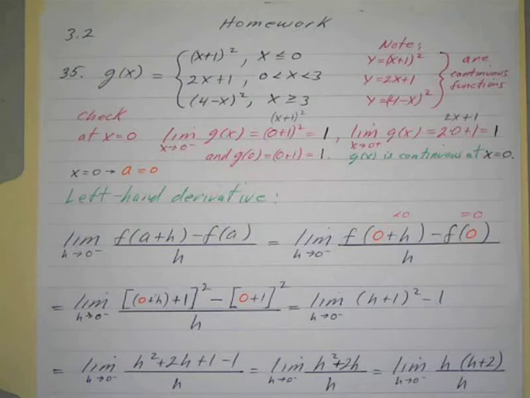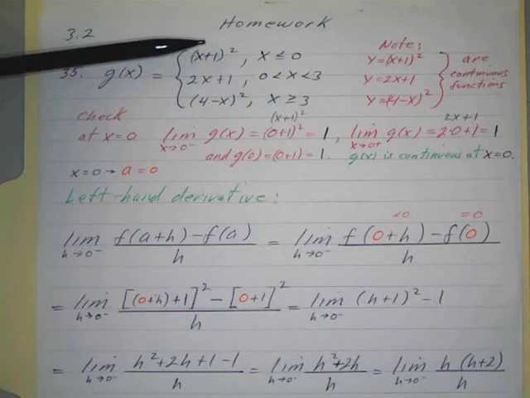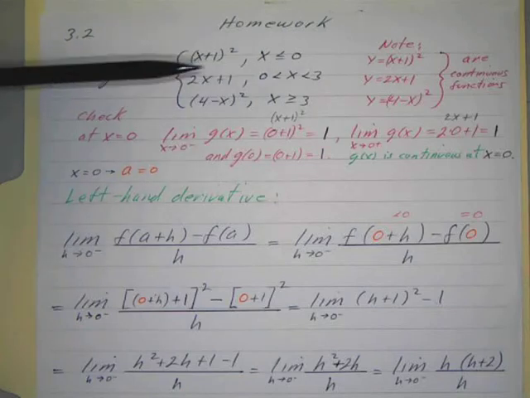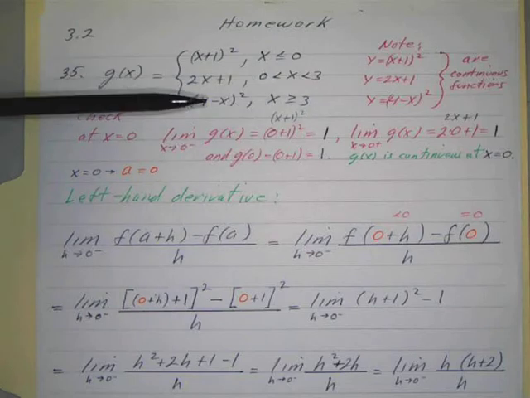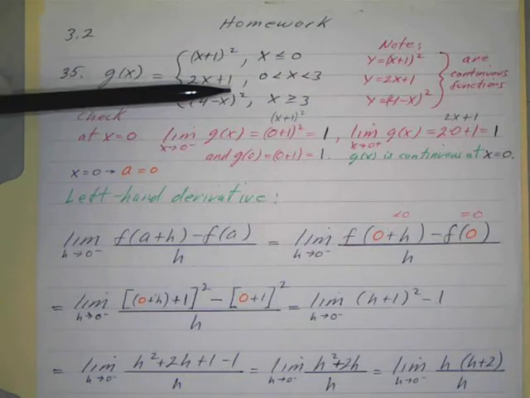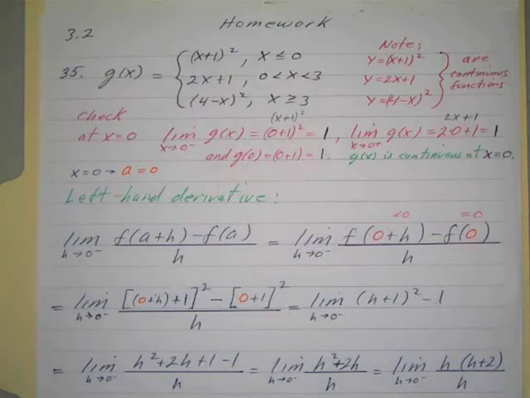Okay, 3.2, number 35. And we got three little functions to make up this piecewise function. All three of these functions, so it's equal to (x plus 1) squared when x is less than or equal to 0, 2x plus 1 when x is between 0 and 3, not inclusive, and then (4 minus x) squared when x is greater than or equal to 3.